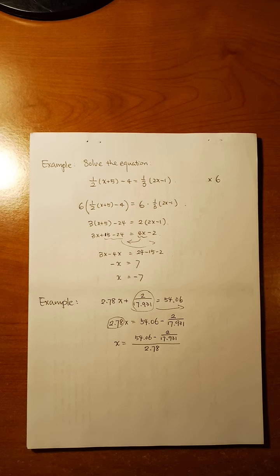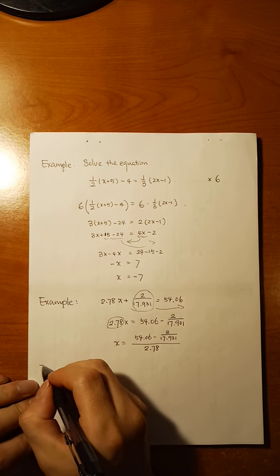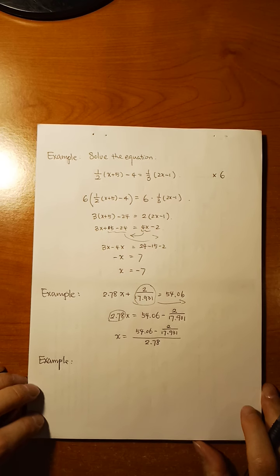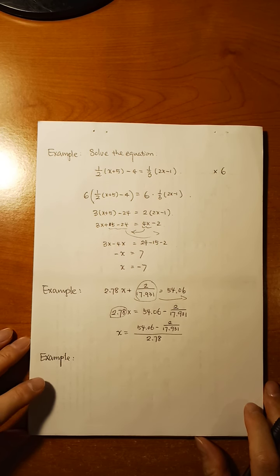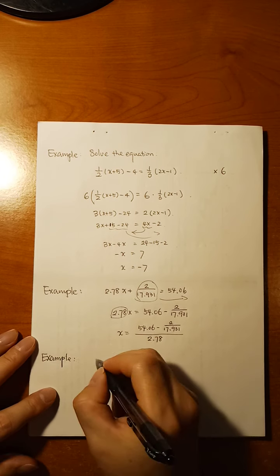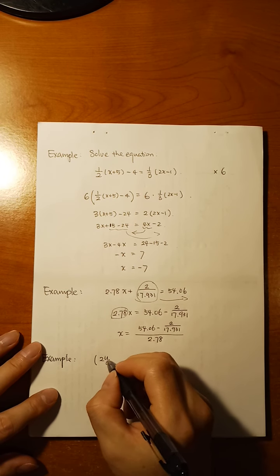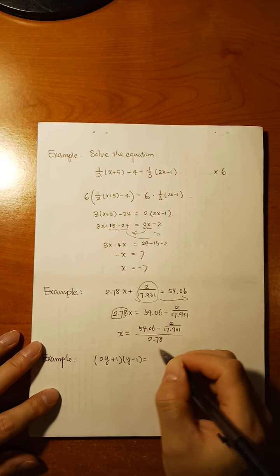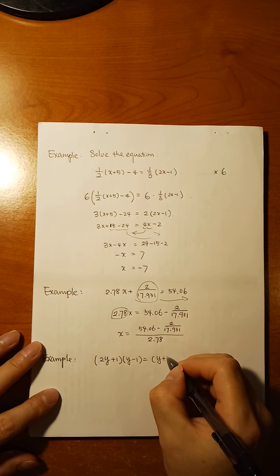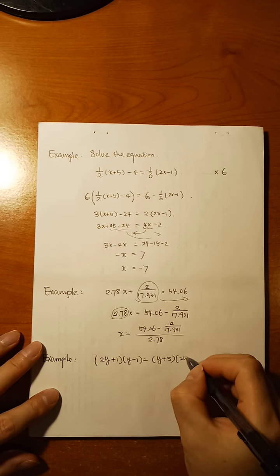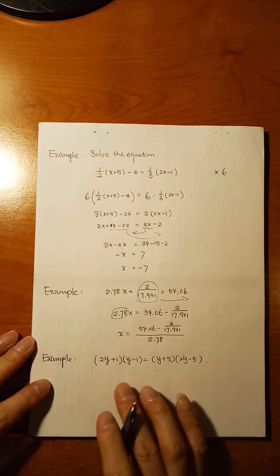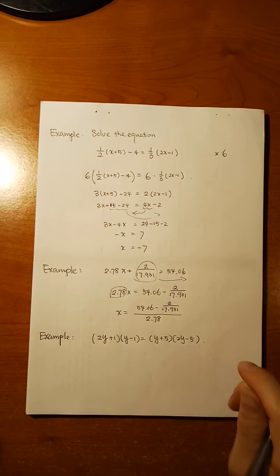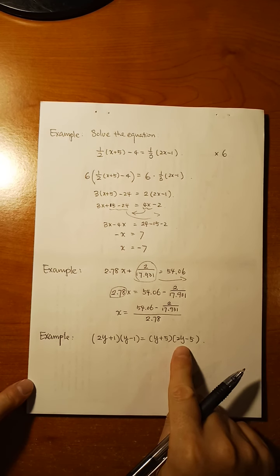Okay, very cool. The next example. Sometimes an equation at first glance is not a linear equation. For example, we have an equation like this: (2y plus 1) times (y minus 1) is equal to (y plus 5) times (2y minus 5). Well, definitely from this expression, it's not a linear equation. It will have a product. You see, y times 2y is 2y squared. You will have a square term.